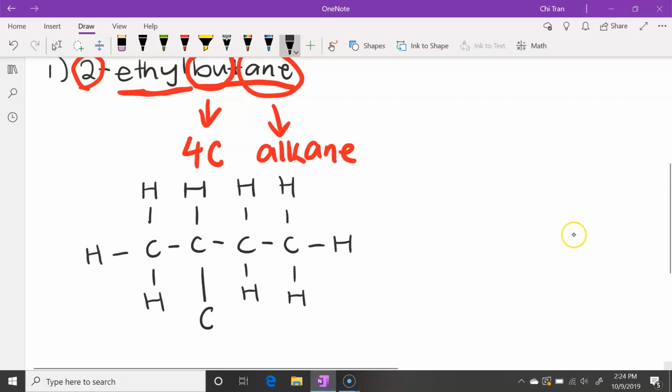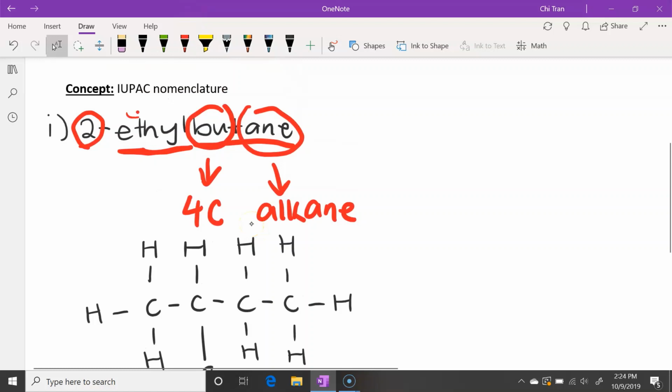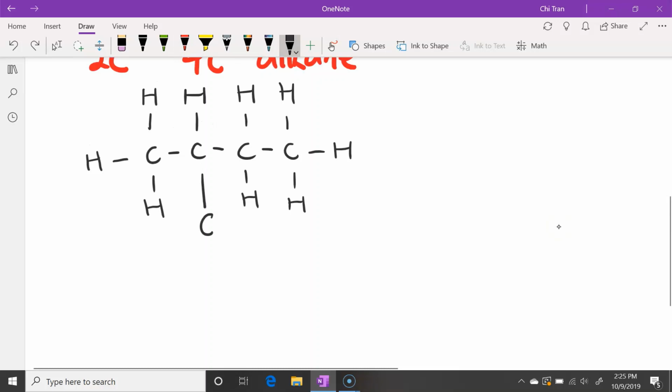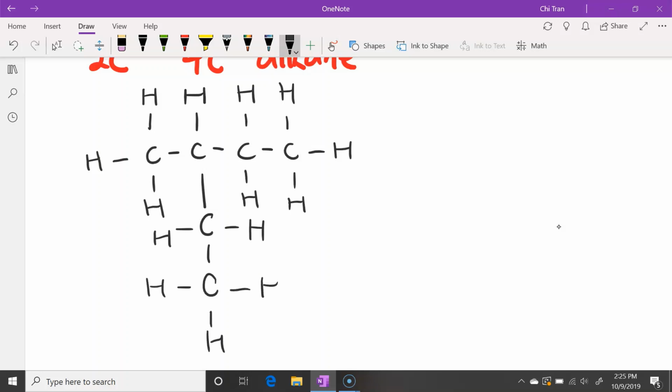And again, if we look at ethyl, the word eth tells us that there are 2 carbons in the substituent group. So we can draw out 2 carbons connecting to the second carbon, and then those 2 carbons, we can fill in with hydrogens. And that is our organic compound for 2-ethylbutane.